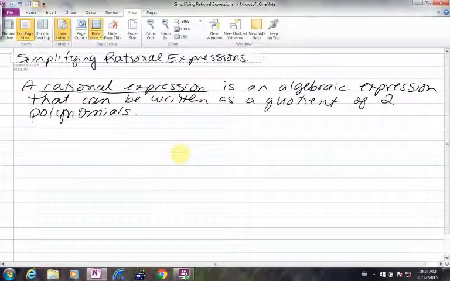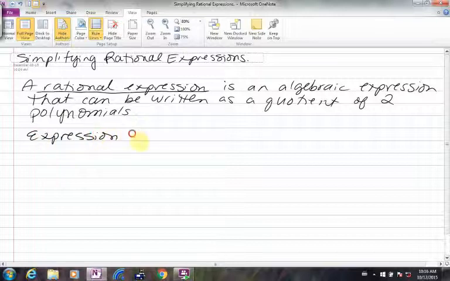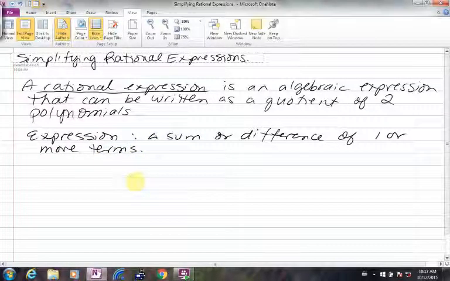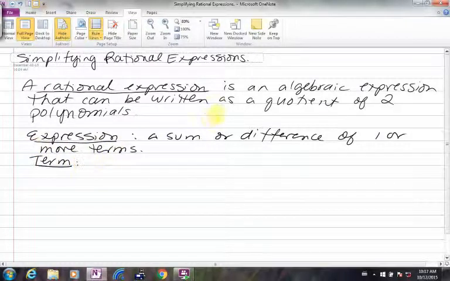An expression is simply, I'm going to make it a little bit simpler, a sum or difference of one or more terms. So what do I mean by a term? So we have to keep breaking this down until we really understand it. So what is a term?